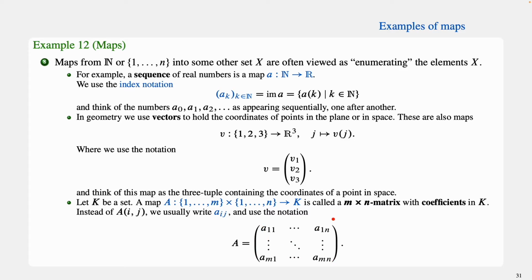So in this rectangular array here, we write the function values of this map A, taking one index here and one index here. So actually the first index is the row index. You see this changes 1, 2, 3 up to m. And the second index, the second input value j, is the column index. So for a given row we have the columns from 1 up to n. And in this way we can interpret matrices also as maps from these counting sets into the set of coefficients.